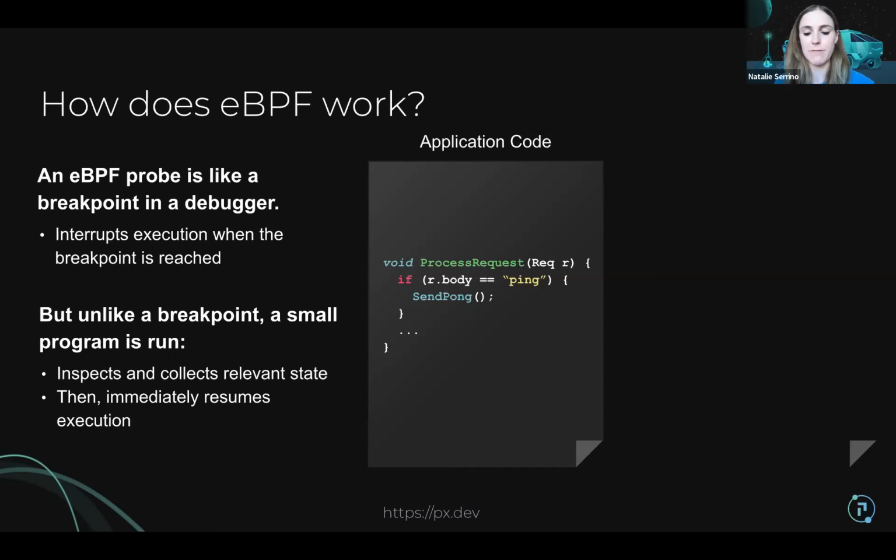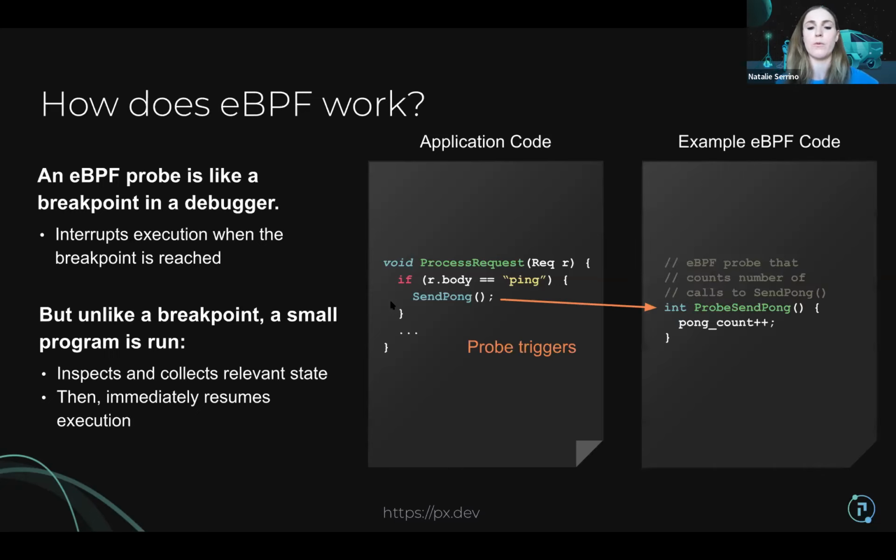And because eBPF works very deep in the Linux kernel, it's very efficient and very fast. So it's an efficient way to do this instrumentation. So if I instrumented this sendPong function, I might have eBPF code that counts the number of times this pong function was called. So this is the hook that gets called, and then this is the application code that's running that triggers it.